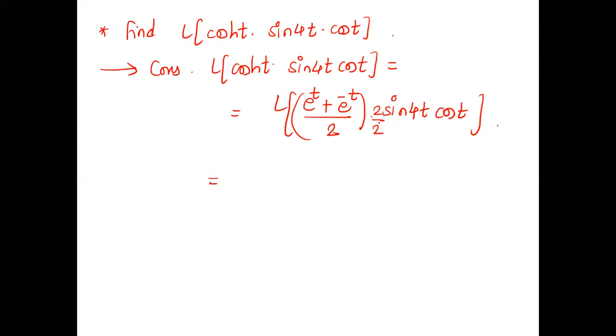Okay, so here 2 will go in the formula and 2 into 2, 4 will come out. Into Laplace of, let it be there, e raised to t, e raised to minus t for some time. Okay, and now it is 2 sin a cos b. What is 2 sin a cos b?